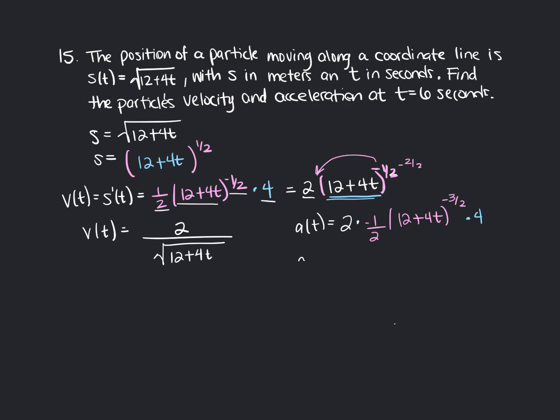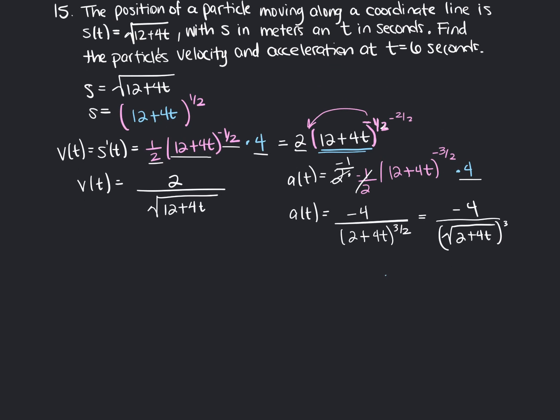So to clean up acceleration, negative 1/2 times 2 is just negative 1. Negative 1 times 4 is negative 4. And in the denominator, I'm going to have 12 plus 4t to the positive 3/2, okay? But raising something to the positive 3/2 is the same as taking the square root and raising that square root to the 3rd power.